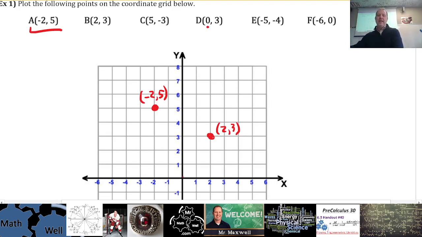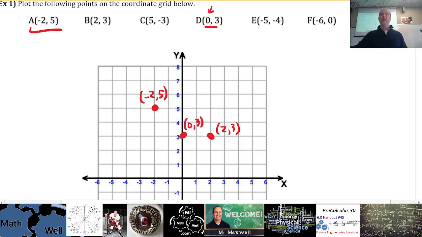Okay. So if it's on the y-axis, you don't move left or right. You move 0 units from the origin. So you just stay right there for that first coordinate. You don't move either left or right. And then the second coordinate is the y-coordinate. So now I'm going to go up 3. So this is a point that's on the y-axis, because we've moved 0 units in the x direction from the origin. Very good. Okay. 0, 3.